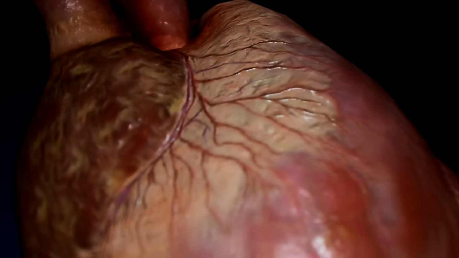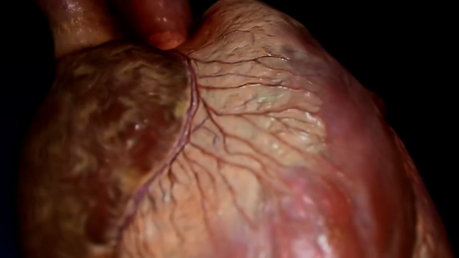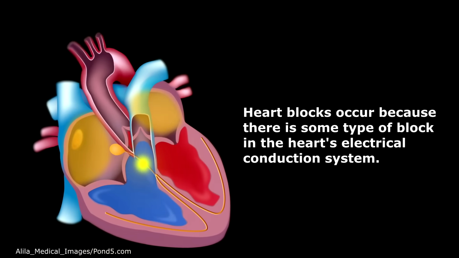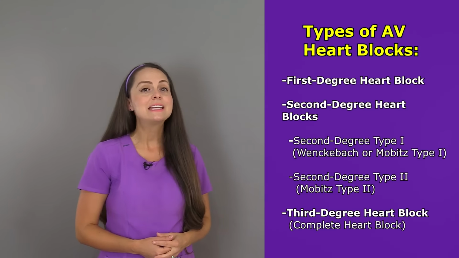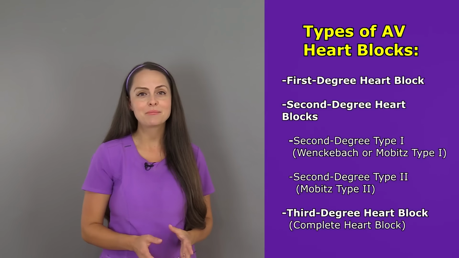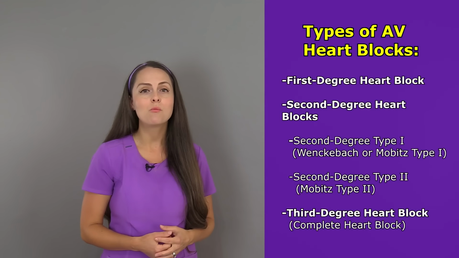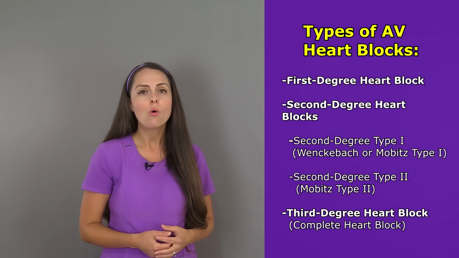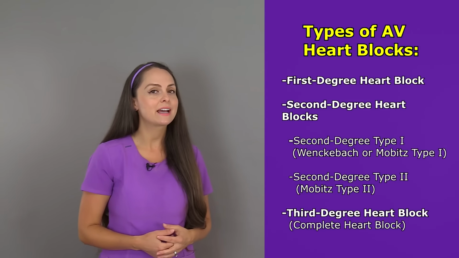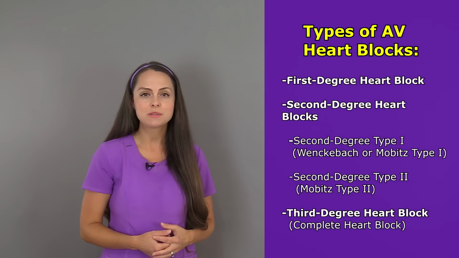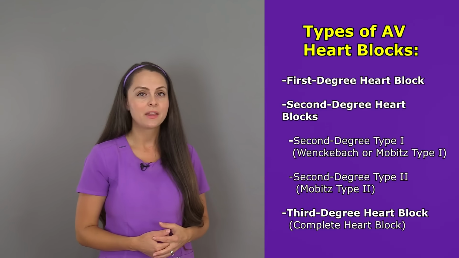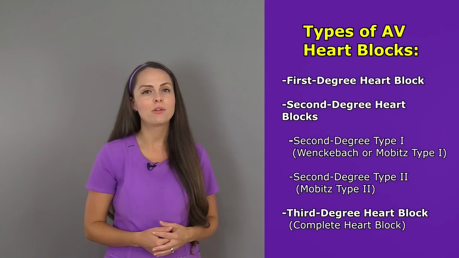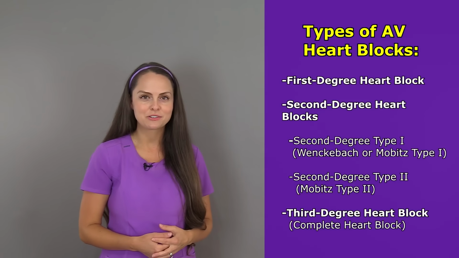The reason heart blocks occur in the heart is because there is some type of block in the electrical conduction system. Now, there are various types of heart blocks you want to be familiar with. These types include first-degree heart block, second-degree heart block, and there are a couple of these. There's second degree type 1, which has several names. It's sometimes referred to as Mobitz type 1 or Wenckebach. And then we have second degree type 2, which is sometimes referred to as Mobitz type 2. And then lastly, we have the complete heart block, which is sometimes referred to as third degree heart block.